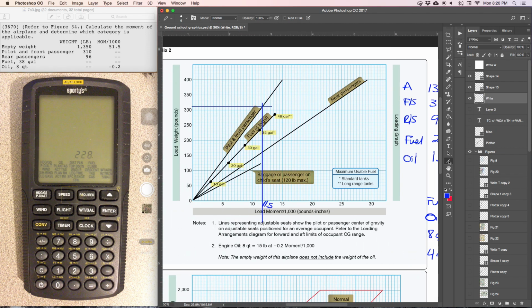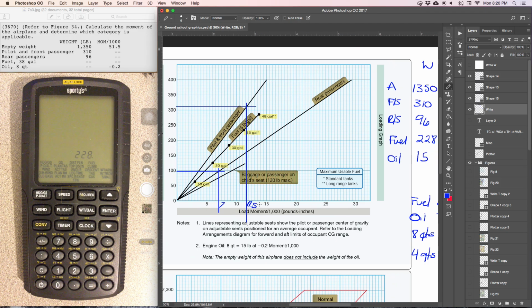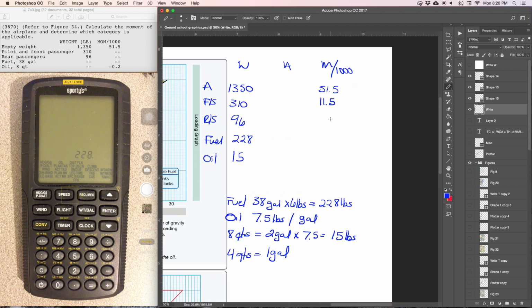Rear seat, we're going to draw from 96 pounds, pretty close to 100, straight across until we hit the rear seat passenger line, then draw a line down from where that intercepts. That's going to give us about 7 moment for rear seat.